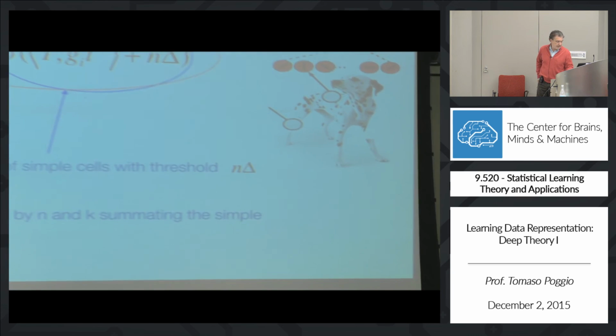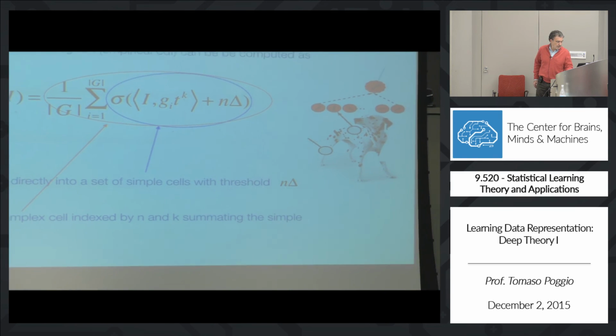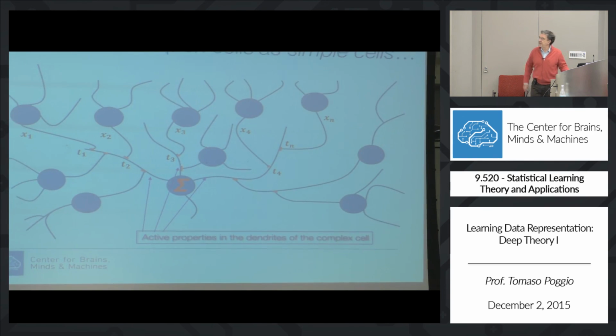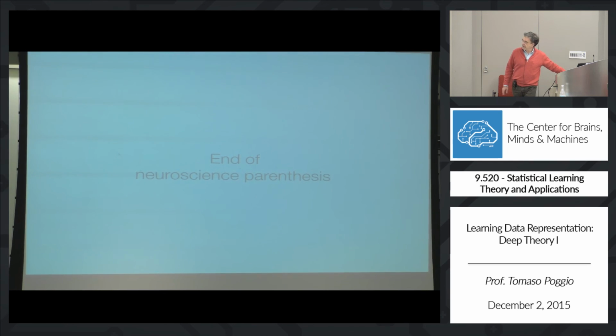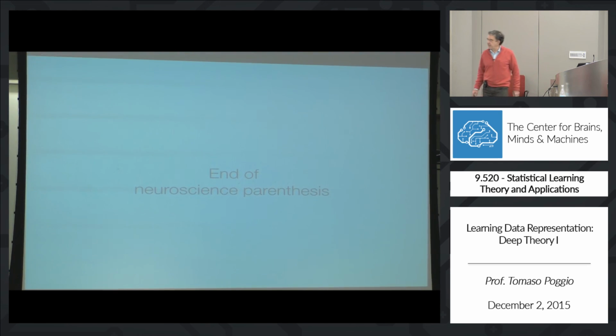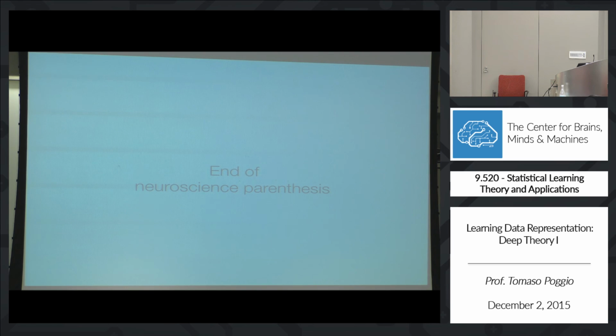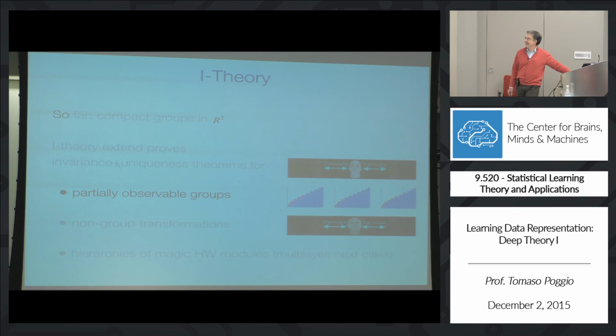Okay, so, and I'm not going into this, but there's a possibility that simple and complex cells are just one cell. But how many of you are physiologists or know about it? None? Okay, so I'll not say anything about it.